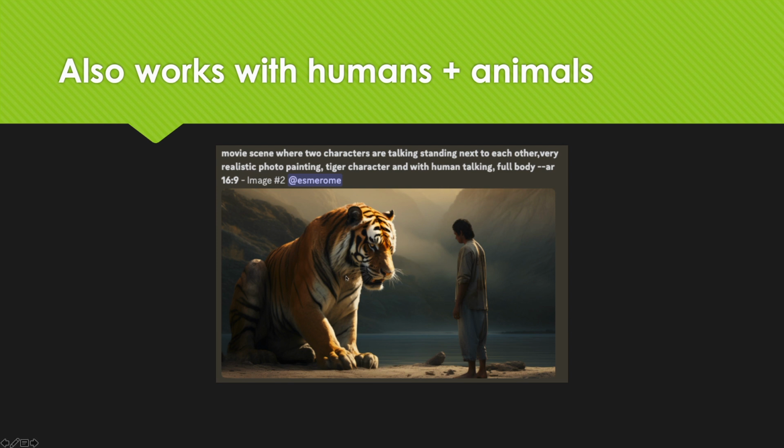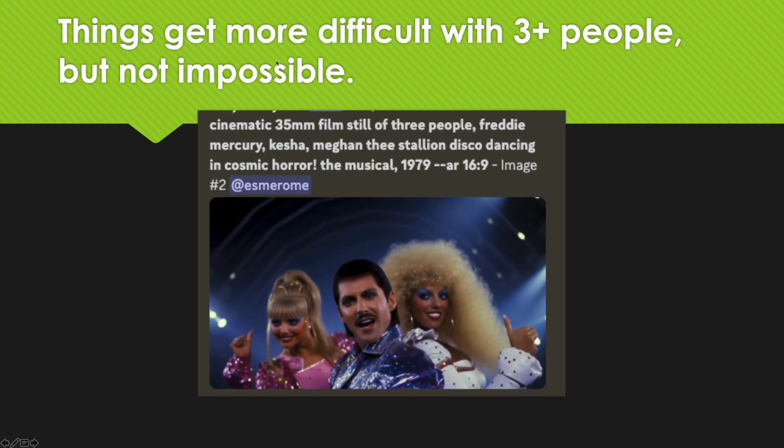This also works with humans and animals. Movie scene where 2 characters are talking, standing next to each other. Tiger character and human, they're both there. You don't have a humanish tiger or a tigerish human. And then here's another example.